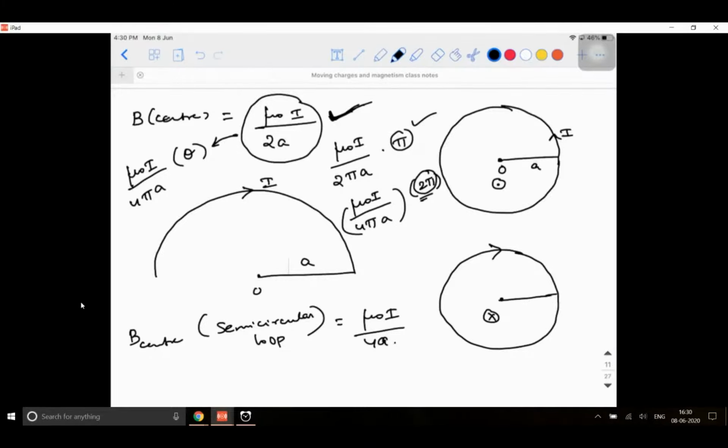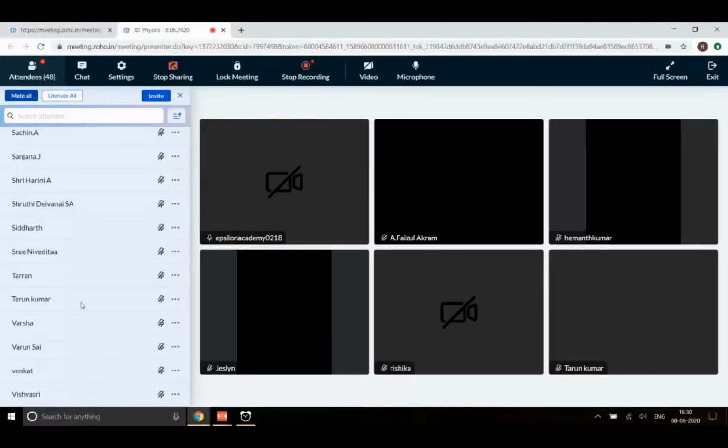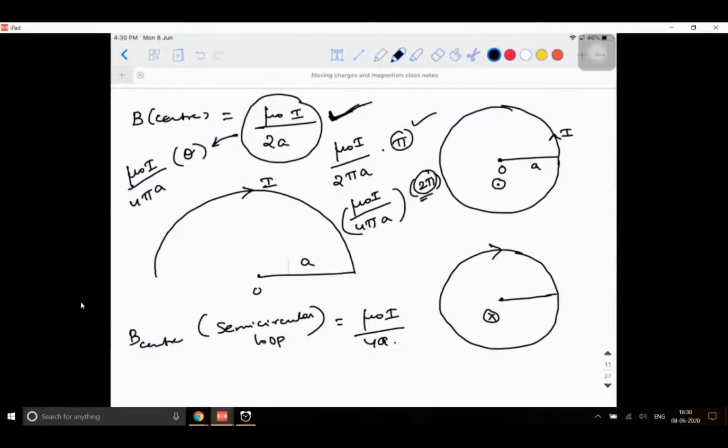Yeah, someone is asking. Please. Sir, this will be for a circle only, right? This will be for a circle or a part of a circle. See, had it been a circle, what will be the value of theta that you're going to substitute? 2 pi. That's what I'm trying to say.